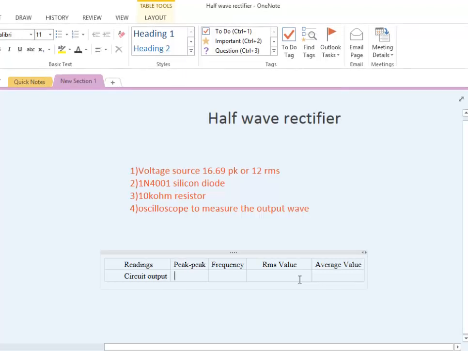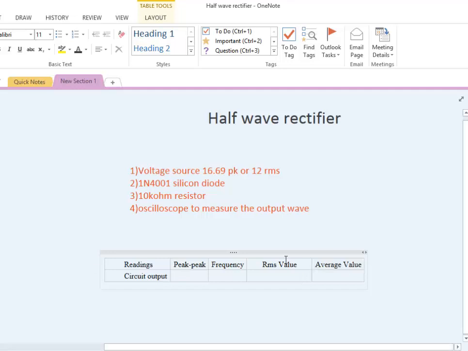Our objective is to make a half-wave rectifier circuit and to study its output waveform. The components that we would need include, number one, the voltage source, and its value must be equal to 16.69 peak or 12 volts RMS. The second component would be the silicon diode, with the number 1N4001. Then next comes the 10 kilo ohm resistor, and of course the oscilloscope to measure the output wave.